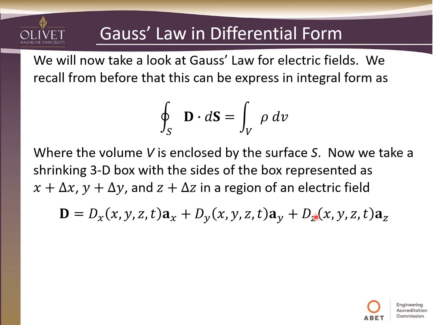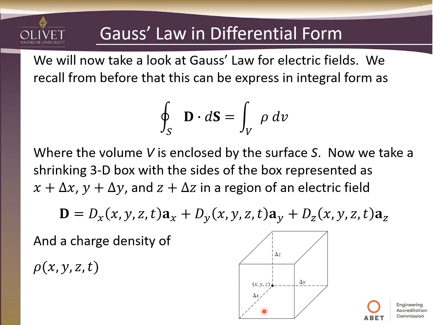So we'll have an x, y, and z component, and it can be dependent on all of the directions and time in each direction. And we're also going to define a charge density. Likewise, it's defined by x, y, and z and time, so it can vary. And then this is a quick representation of our differential volume. So again, we have delta x, delta y, and delta z.